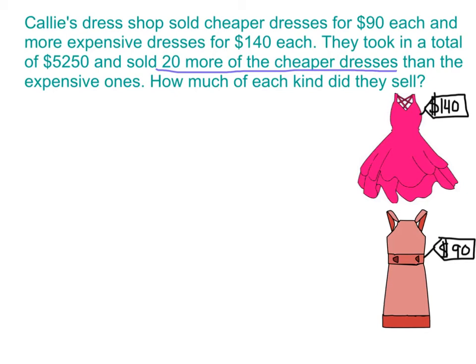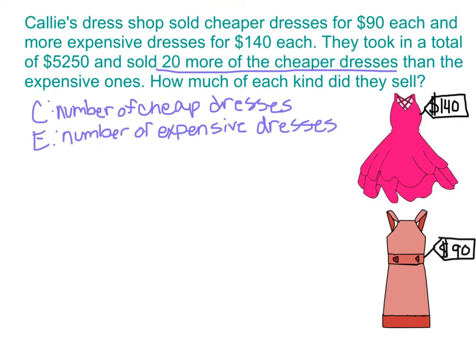So first we need to define our variables. We can use X and Y or C and E for cheap and expensive. It's up to you. I mean, you could use W and P for all I care as long as you define your variables on the page. All right, so C is our number of cheap dresses. E is our number of expensive dresses. And we know that cheap dresses cost $90, so we're going to say 90C. And expensive dresses cost $140, so 140E. And we know they sold a total of, or they made $5,250.